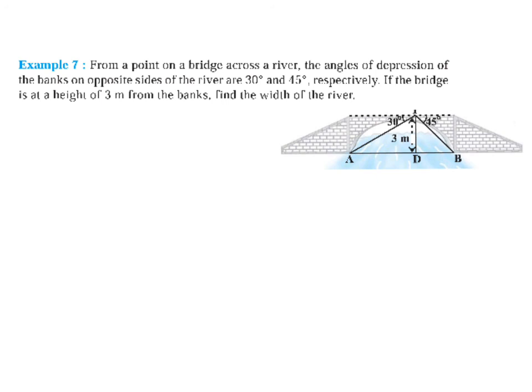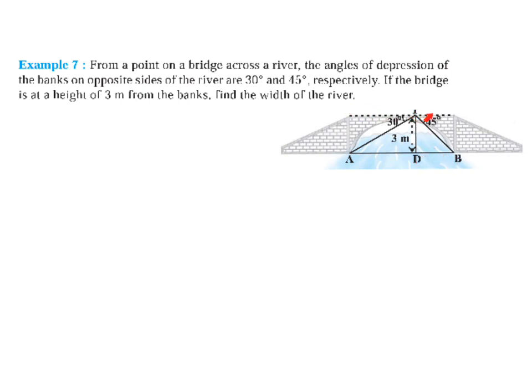Let's try this. From a point on a bridge across a river, the angles of depression of the banks on opposite sides of the river are 30 degrees and 45 degrees respectively. If the bridge is at a height of 3 meters from the banks, find the width of the river. So we are interested in finding the length AB, which is nothing but AD plus DB. The angle of depression is given as 30 degrees and 45 degrees. The height of the bridge from the river is 3 meters. So this forms two triangles, PDA and PDB.